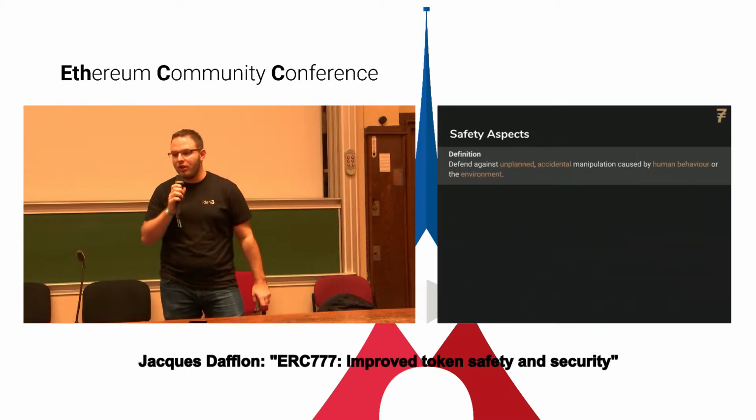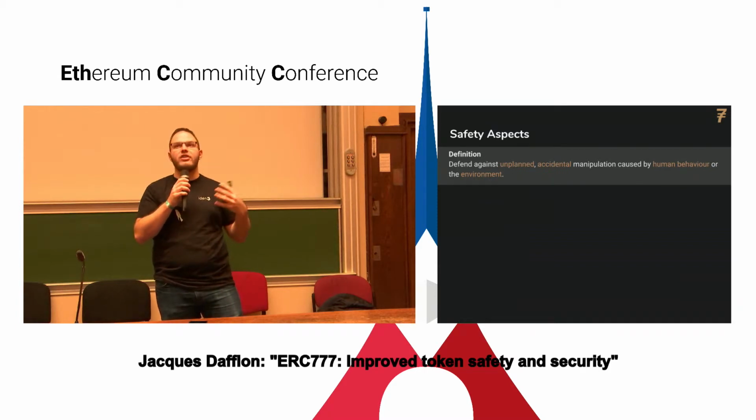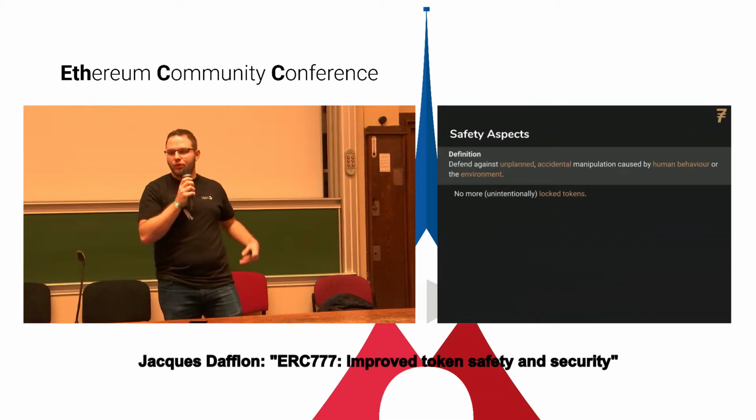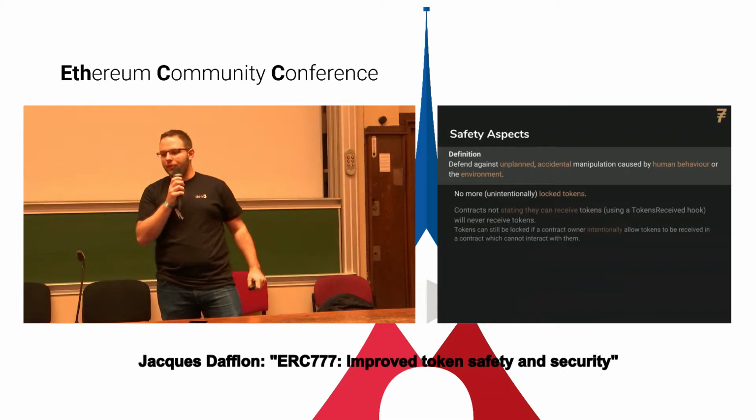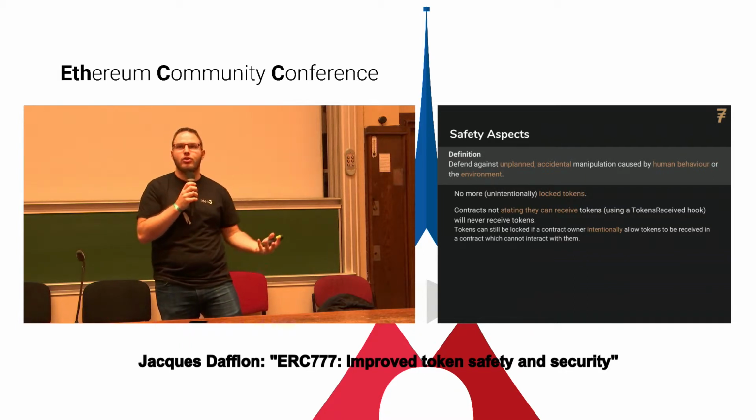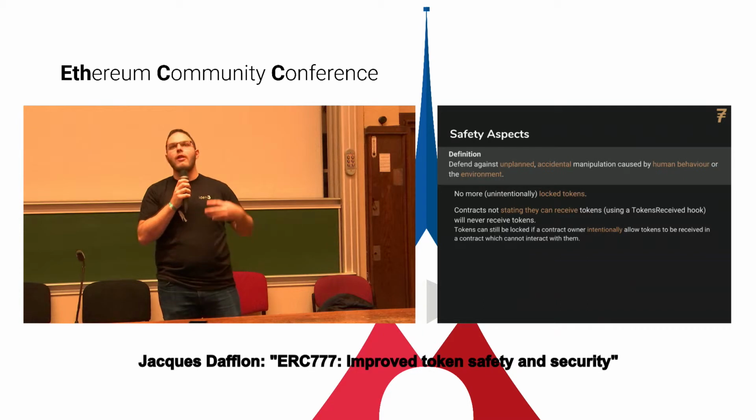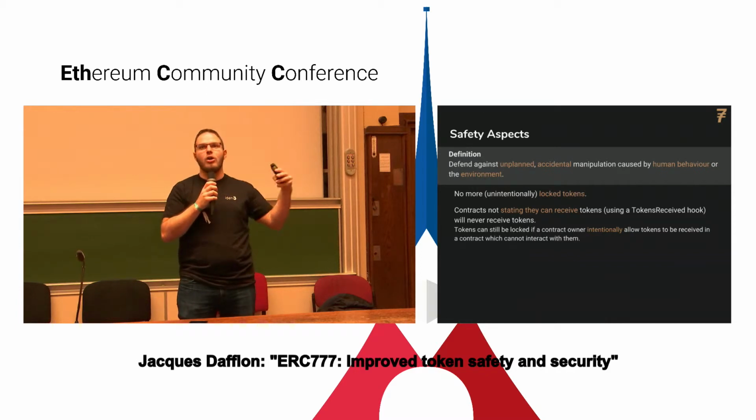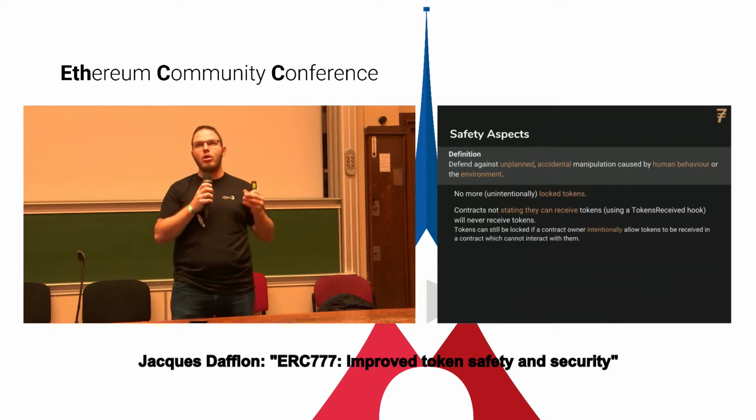So, the safety aspect. I'm talking about something unplanned or accidental, some manipulation you make that has unintended consequences. The first one is that 777 prevents locking of tokens by mistake. If the contract doesn't state explicitly that it's able to receive and handle tokens, trying to send tokens to that contract will fail. So you have to explicitly implement a hook saying, yes, I can handle tokens. That's the first thing. And obviously, if you implement the hook but don't actually handle the tokens, then you can intentionally lock tokens in a contract. But there is no unintentional lock.